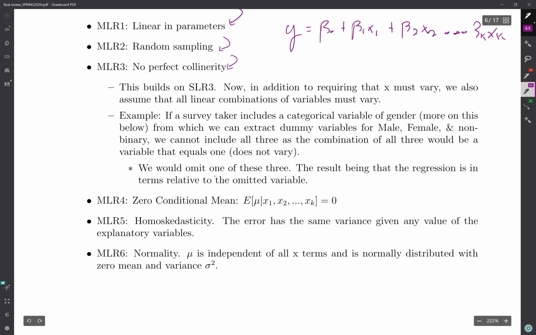No perfect collinearity. So this is actually an extension of SLR3. It's very similar. So originally, if you recall SLR3, we were saying that x has to vary. Now we have to say that not only x must vary, but also all linear combinations of all of our right-hand side variables must vary.